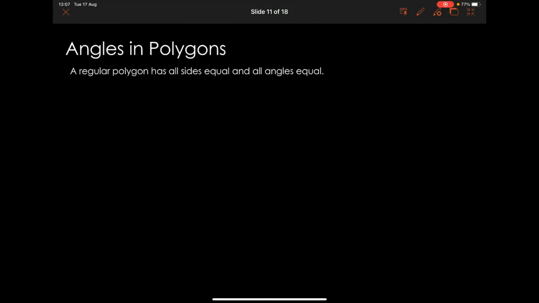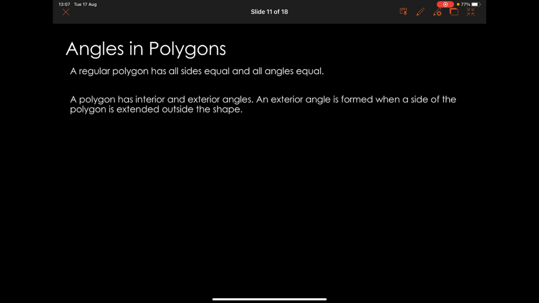Now then, another thing you need to know is angles in polygons. A regular polygon has all sides equal and all angles equal. So for example, like a regular pentagon, I won't be able to draw it because I'm not very good, but a regular pentagon has 5 sides and all sides will be the same. Okay, and all angles will be the same. That's how it works on regular shapes.